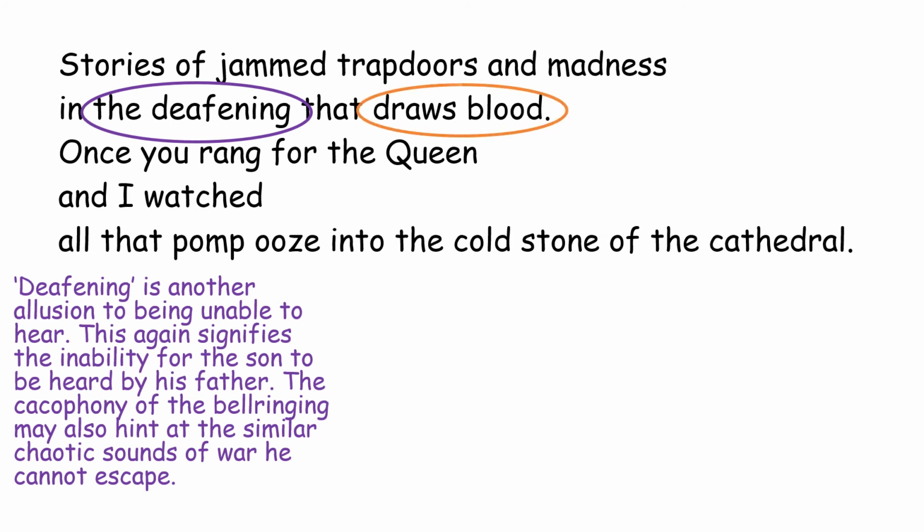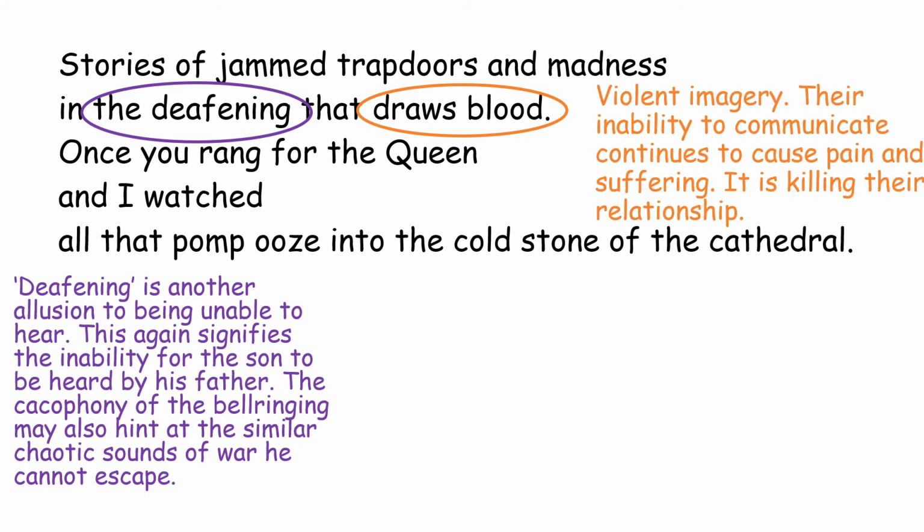Where it says that draws blood, here we've got a fairly violent piece of imagery. Now this could symbolize their inability to communicate continues to cause pain and suffering. It seems to be killing their relationship. If we take a look at those two lines metaphorically, it could again symbolize how their relationship was one that was entirely closed off and could not be opened.